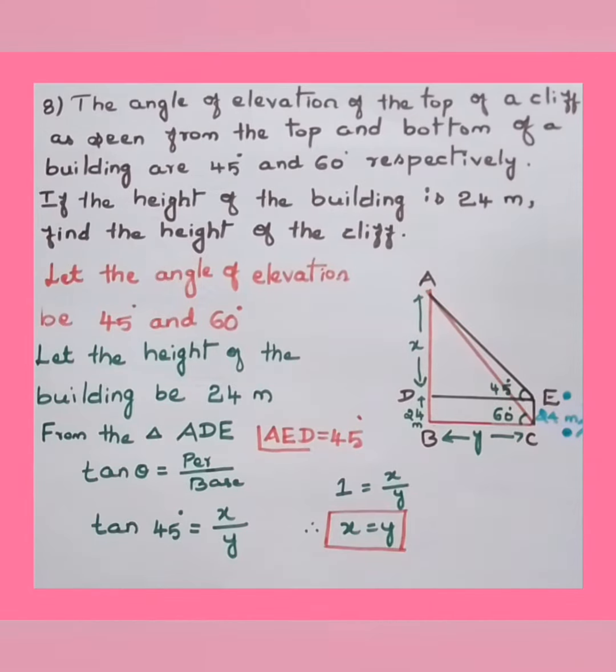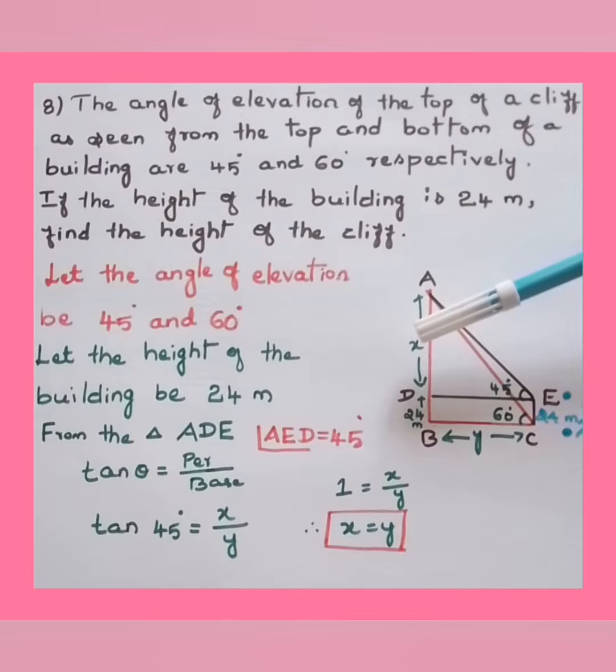Now let the angles of elevation be 45 degrees and 60 degrees respectively for the observer standing on the top and bottom of the building. Let the height of the building be 24 meters. If this side EC is 24 meters, this side DB will also be 24 meters. Now consider triangle ADE first. Here it is 90 degrees, the reference angle is 45. What sides are given? We have to calculate the height of the cliff.